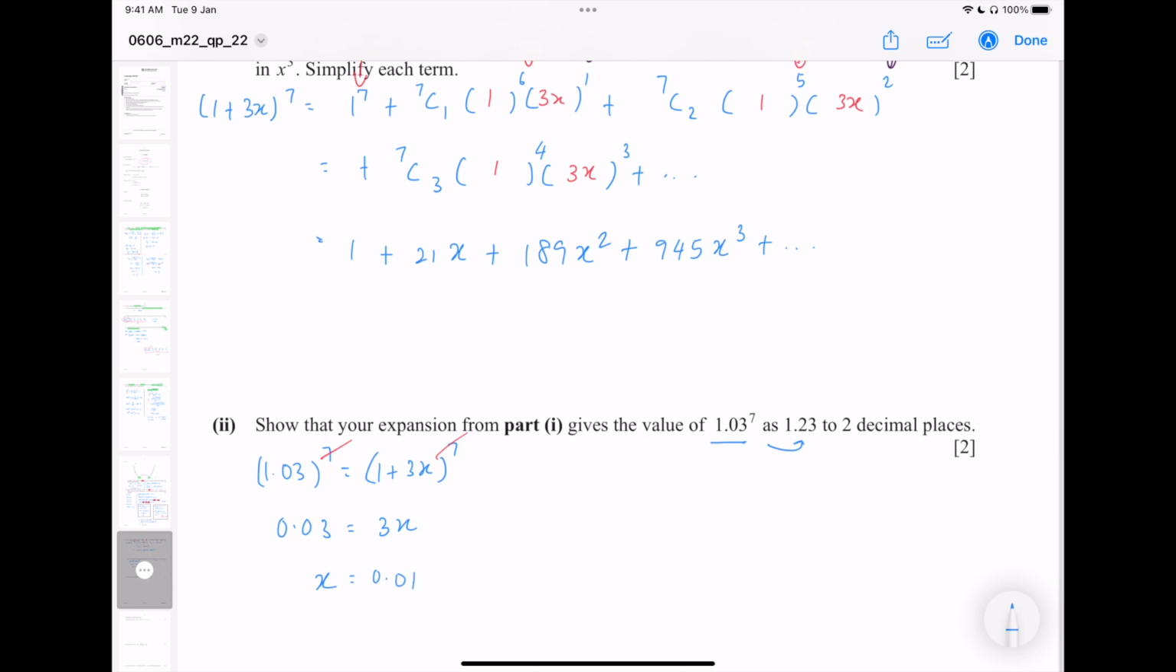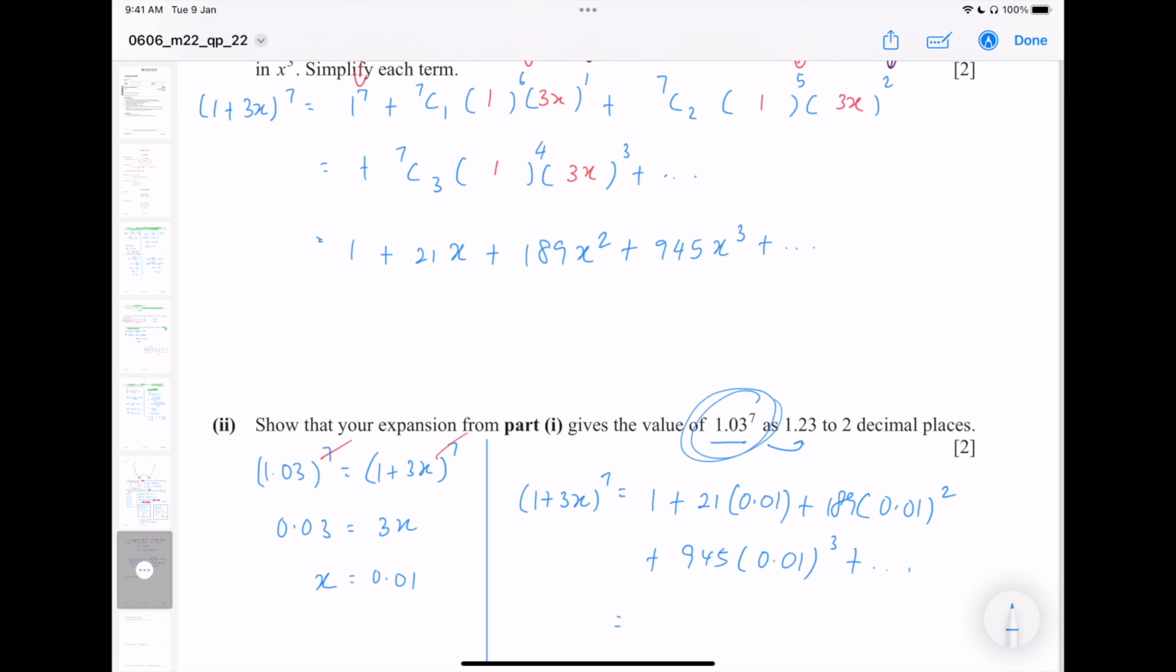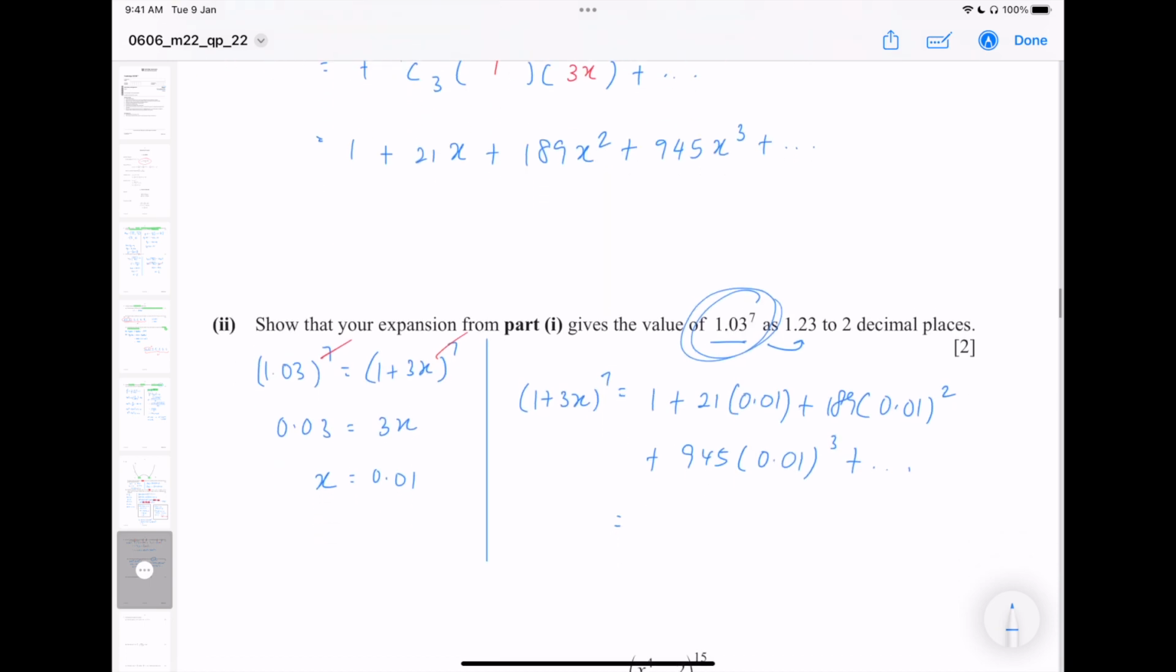Now that I know what x is and I've equated them, that means I can use the formula to get it, right? That means the formula for 1 plus 3x to the power 7 can now be used to find the answer of that. 1 plus 21 times 0.01 plus 189 times 0.01 squared plus 945 times, again, 0.01 cubed plus dot dot dot. The reason, like I said, plus dot dot dot is because you haven't expanded everything. But you should get a close enough answer.